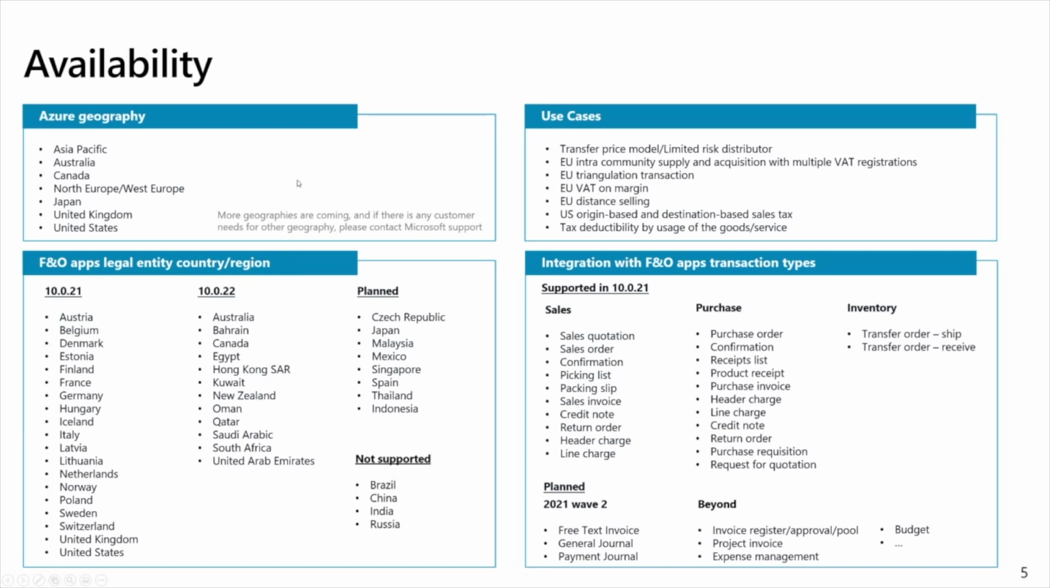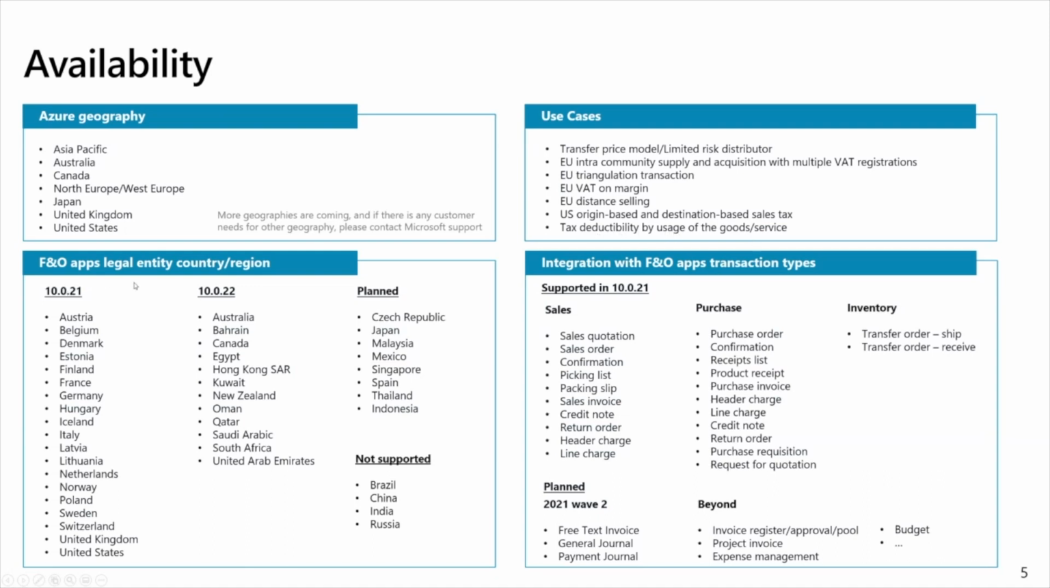Just let us know. And for the following use cases, the supported scenarios are the transfer price model, limited risk distributor, and EU intra-community supply and acquisition with multiple VAT registrations, EU triangulation transaction, EU VAT on margin, distance selling, and the US origin-based and destination-based sales tax. Also, your tax deductibility based on the usage of your goods. The deductibility percentage is different.